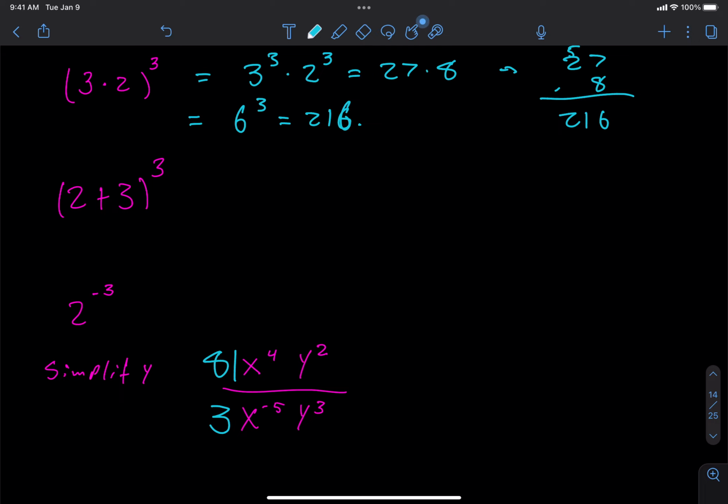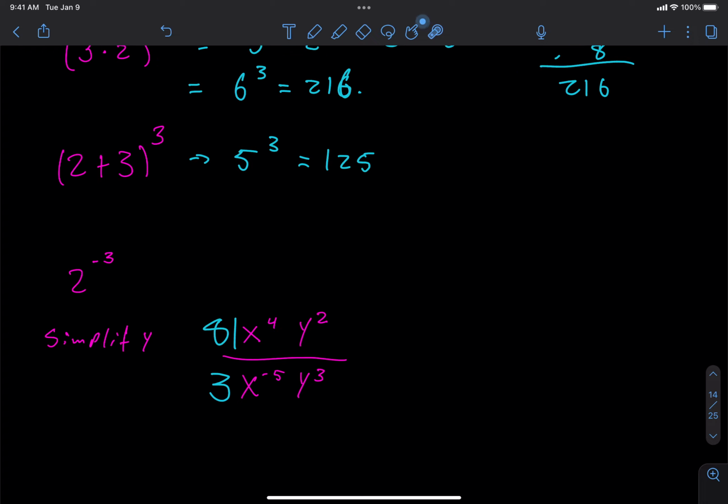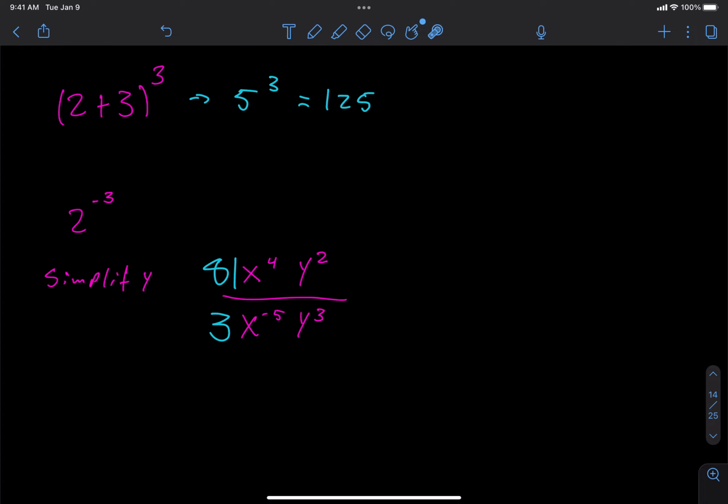Okay, then the second one. Again, we could go ahead and try to FOIL this out 3 times, but I think the easier way to do it is probably to add these 2 first and then cube, right? So what do we get? 5 cubed, which is 125. Any questions on that one?